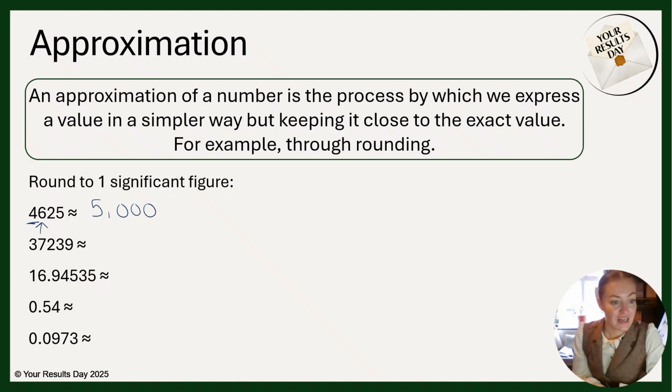Our next one is 37,239. So our first significant figure is the 3, representing 30,000. We're going to peek next door. We've got a 7, which causes that 3 to round up to a 4. So to one significant figure, this is 40,000. Remember what I said, if I'm going to round this to the nearest 10,000, my choices are between 30,000 and 40,000. Which one is it nearer to?